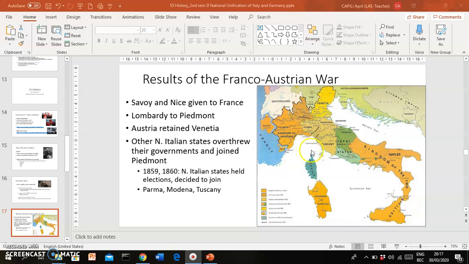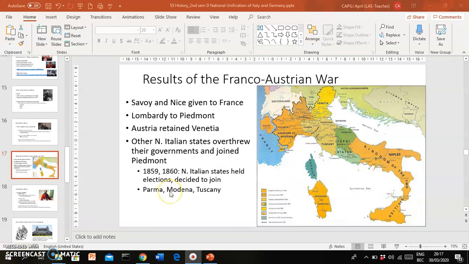Now keep in mind that the Papal States were still not part of this growing kingdom. And you also still have the Kingdom of the Two Sicilies, these two territories which were until this time controlled by a branch of the Bourbon monarchy. So you could say, if you wanted a unified Italy, the job wasn't done yet. There was still the south to be dealt with.